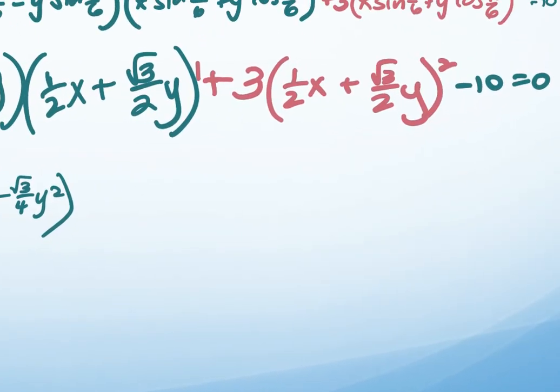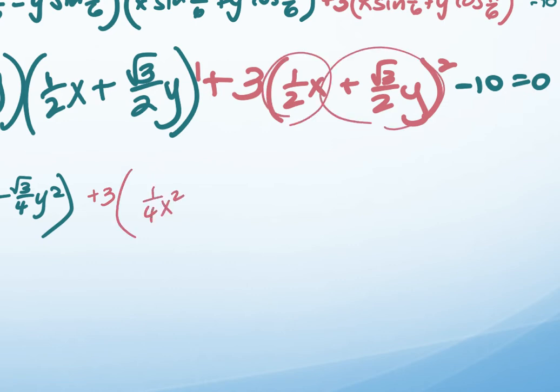Okay, then I've got the last squared one. So plus 3, square the first term. This is 1/4 x squared. Square the last term. This is positive 3/4 y squared. Double the product, so it would be positive 2 root 3 over 4 xy.